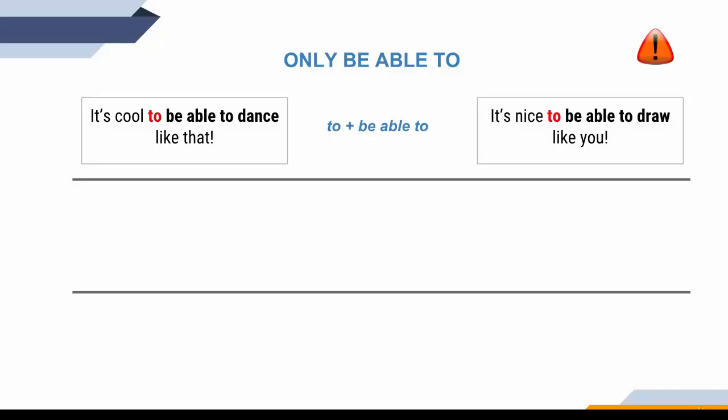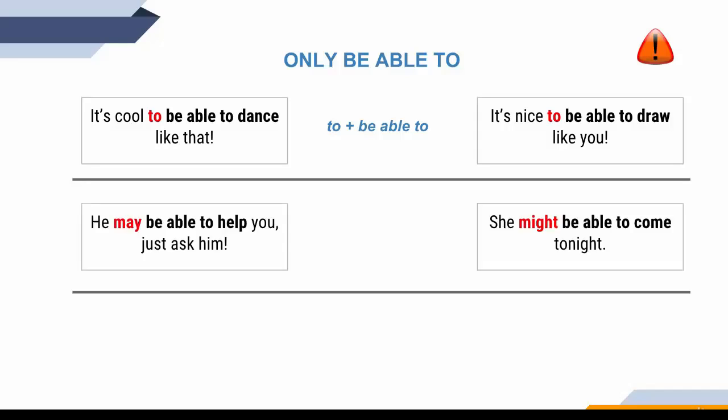You know that there are patterns in English which need to plus infinitive. Well, in these cases, you need be able to. You can't say it's cool to can. No, it's cool to be able to. Another situation. He may be able to help you. Just ask him. Or she might be able to come tonight.